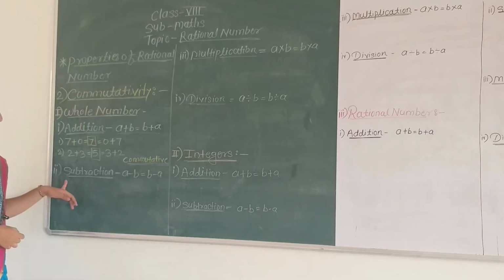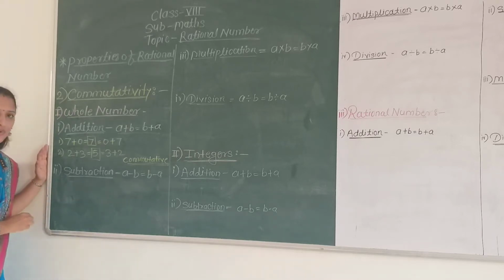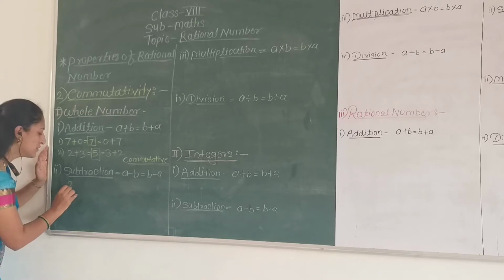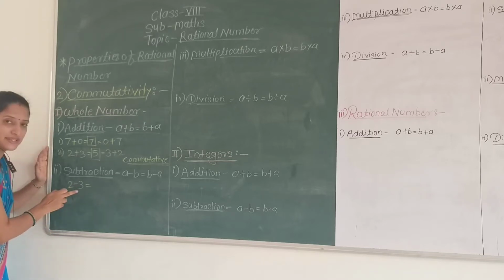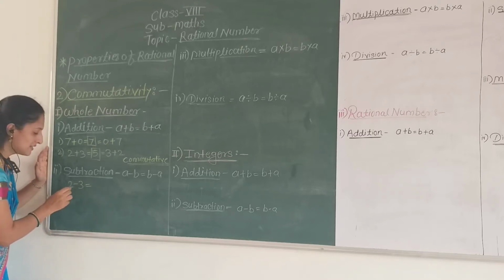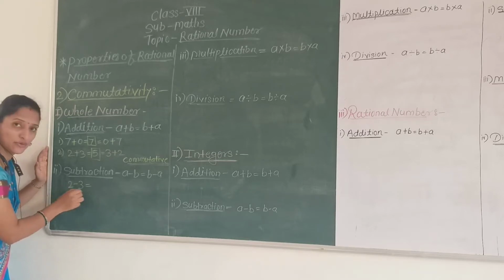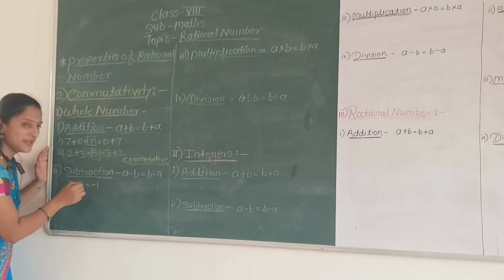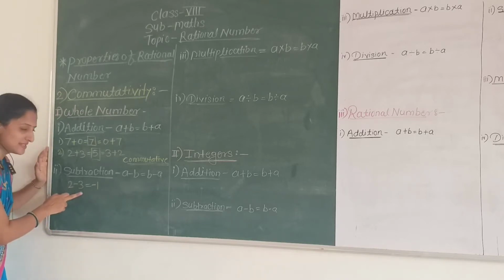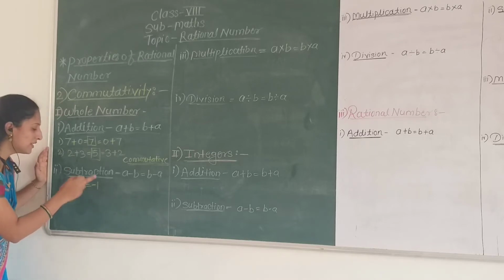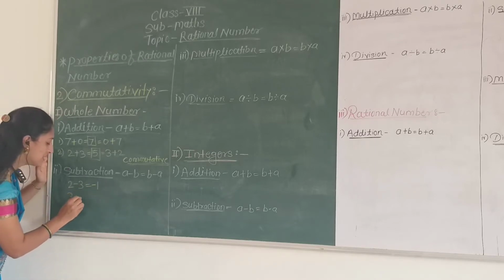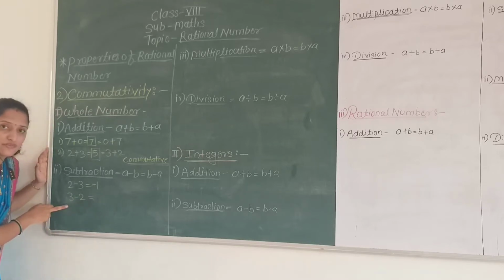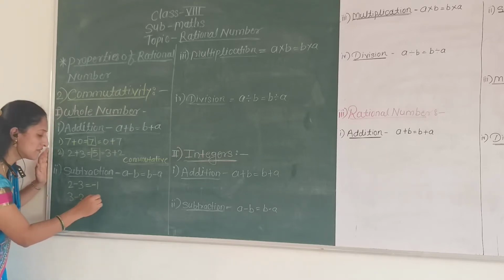Now let us check what will happen with subtraction. Again here we take two whole numbers, which are 2 and 3. So 2 minus 3. Now in 2 minus 3 there are different signs, so we take the subtraction and the sign of the bigger number. That is, 2 minus 3 is equal to negative 1. But what will happen if we take 3 minus 2? Here 3 minus 2 is equal to 1.